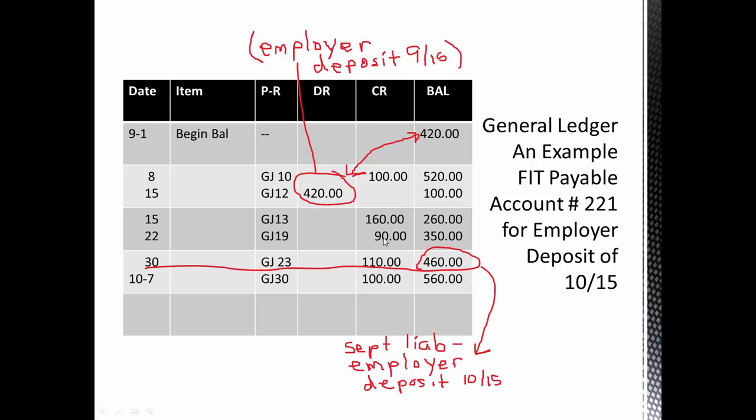Then we had some more payroll information go in there that built us up. By the time we added this last payroll on the 30th, we had a $460 credit balance that we owed to the IRS, which represents all of our September stuff that we owe out. So if I've double checked all this stuff, I can use this number to say, well, this is how much FIT needs to go in my October 15th deposit.